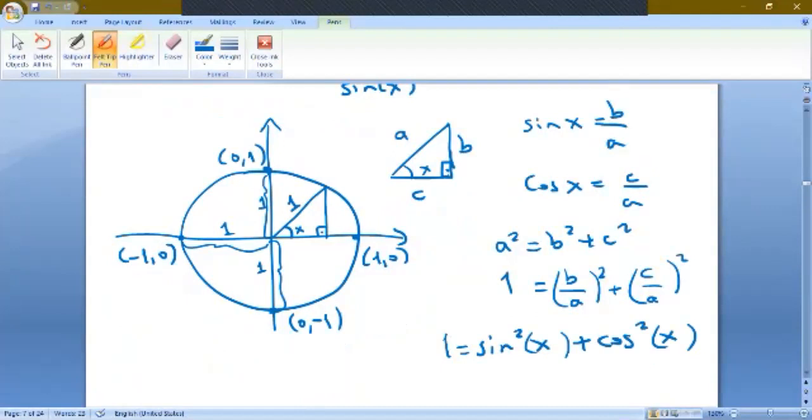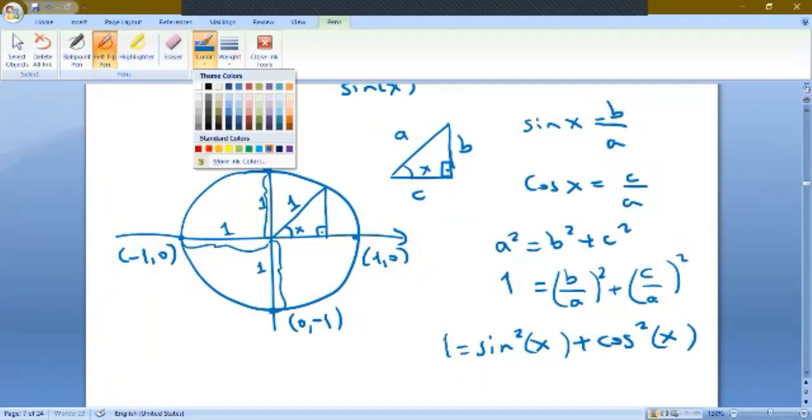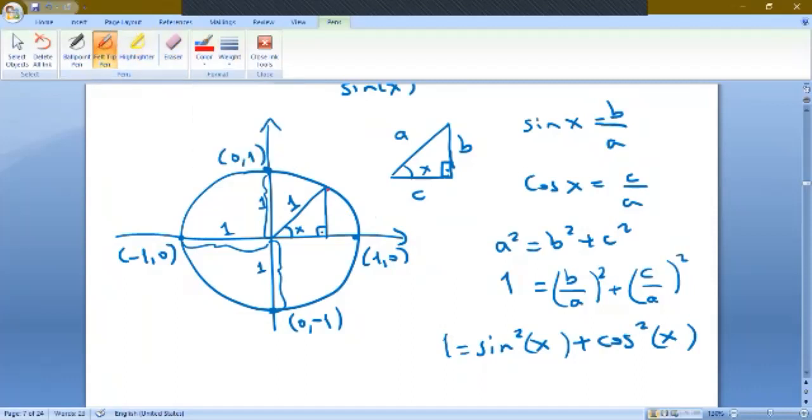So the right triangle here, we have the hypotenuse 1. So this side, the opposite of x, this is sine of x. Maybe I should use a different color here to make it better. So let's draw here.